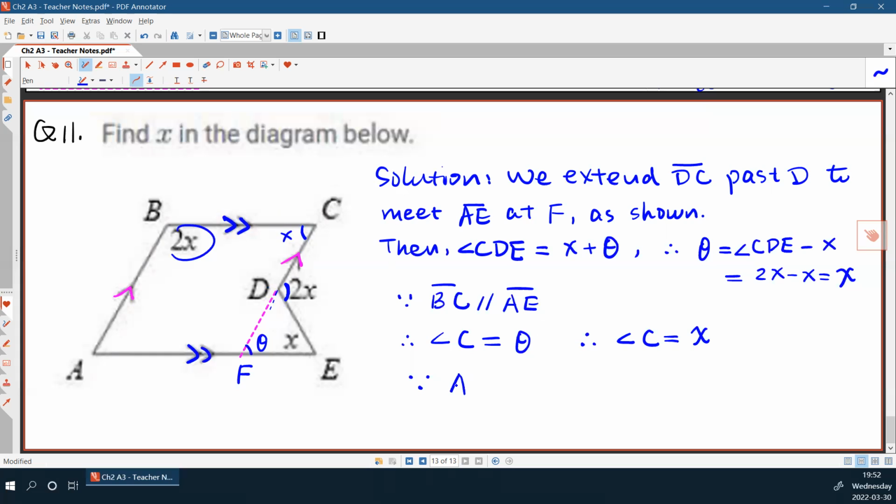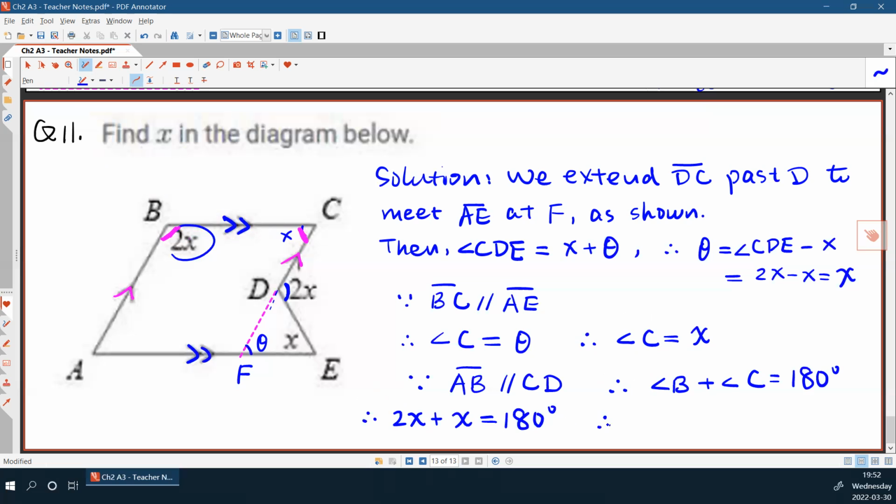And we also know that because segment AB is parallel to segment CD, therefore, these two angles here, this angle and this angle, are supplementary, right? Because they are same side interior angles. Then we can say, therefore, angle B plus angle C equals 180 degrees. Therefore, we know angle B is 2x. And angle C is proved to be x, equals 180 degrees. Therefore, 3x should equal 180 degrees. Therefore, x should equal 60 degrees. Okay. Have a look at this question and let me know if you're finished, okay?